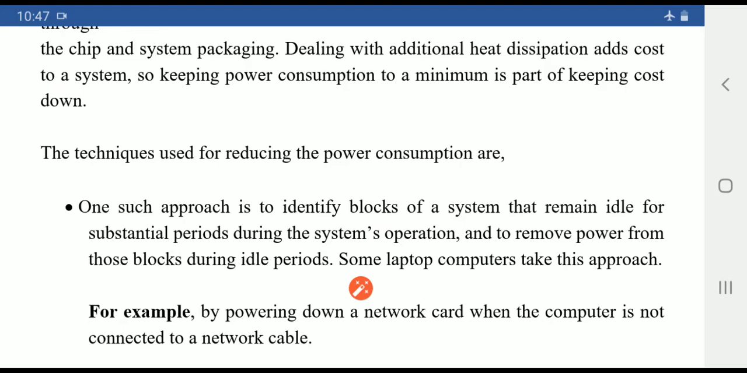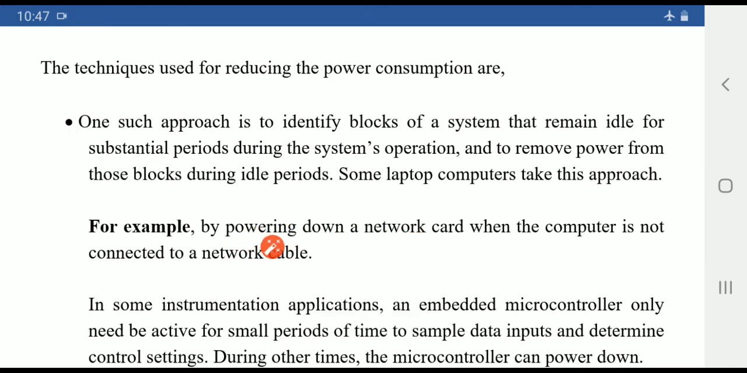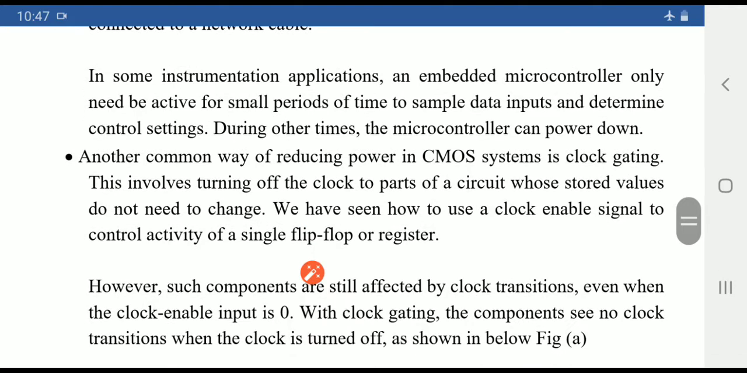For example, take a laptop computer. Here we power down the network card when the computer is not connected to the network cable. So you remove the connection for the network card when we are not using any internet in the computer. The second approach for reducing power in CMOS systems is clock gating.